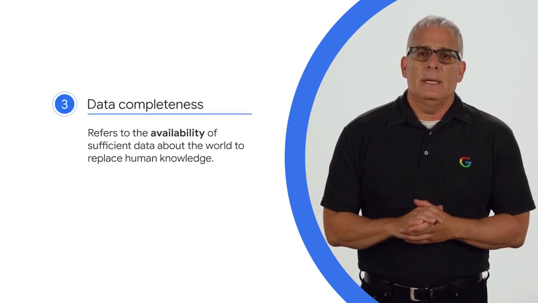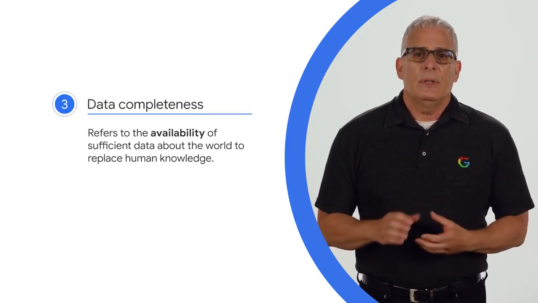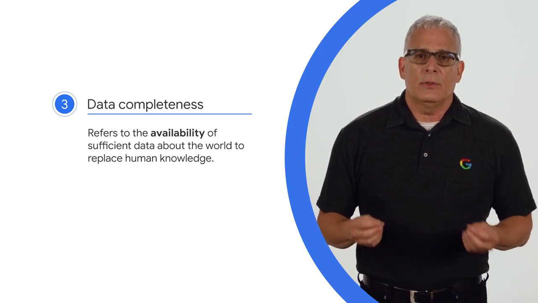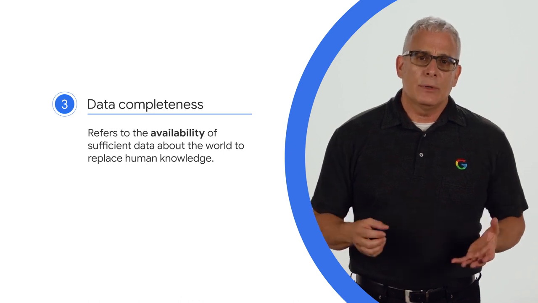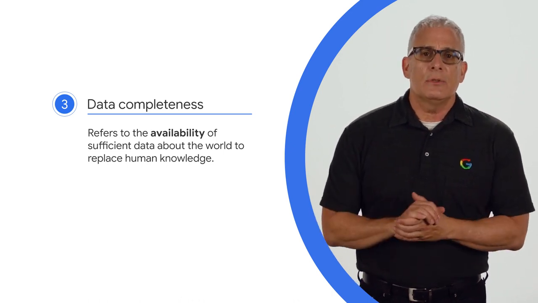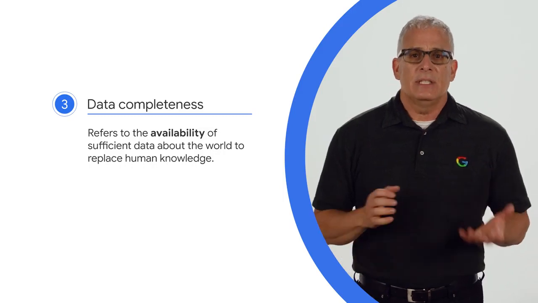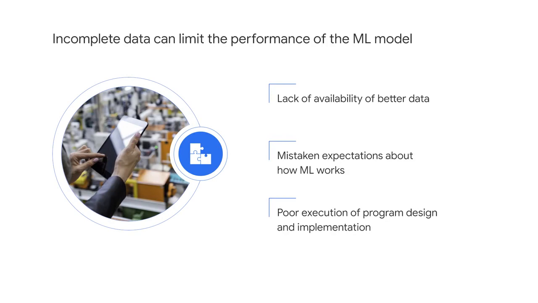Another quality of good data is completeness. This refers to the availability of sufficient data about the world to replace human knowledge. Think of this as the various data categories or themes that help complete a user's profile, such as address, gender, or height. Incomplete data can limit the performance of an ML model. We say there's incomplete data when there's a lack of better data, there are mistaken expectations about how ML works and what it's capable of, or program design and implementation are poorly executed.